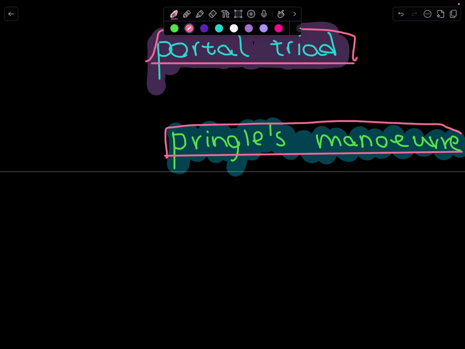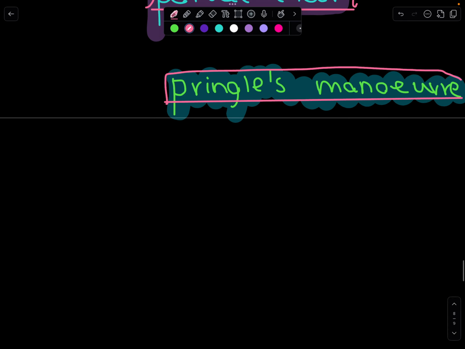Pringle's maneuver is a surgical technique, not a pain test, used to control liver bleeding during surgery. It involves clamping the hepatoduodenal ligament, which contains the portal triad, to temporarily stop blood flow to the liver. This reduces bleeding while working on liver injuries or resections. Want more details on either or a different topic?